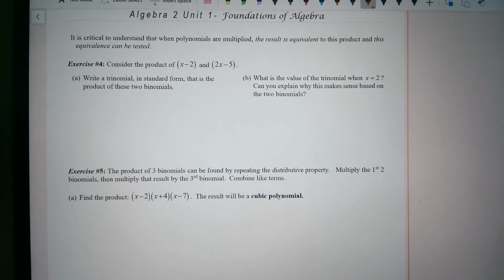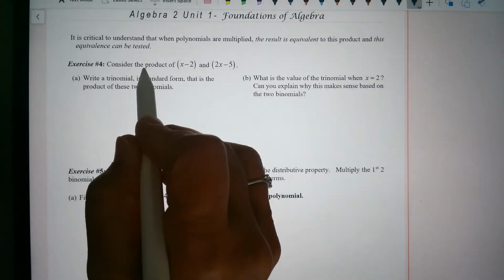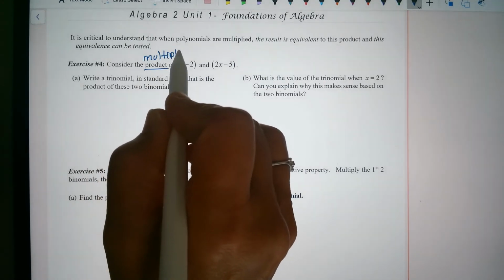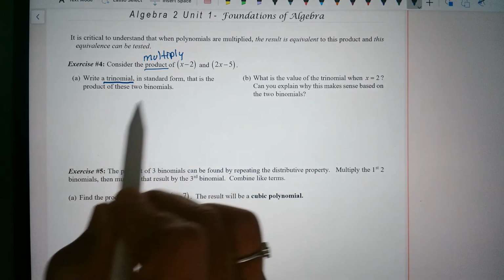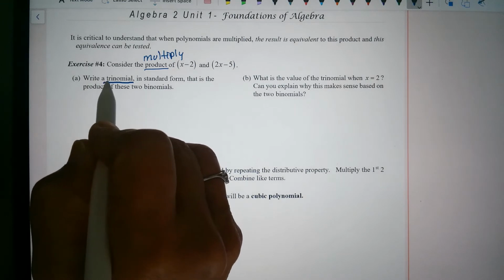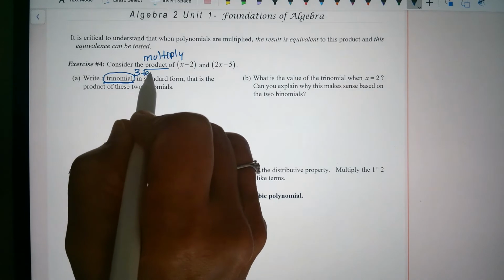Okay, it's critical to understand that when polynomials are multiplied, the result is equivalent to the product, and this can be tested with an equivalence test. We have two binomials that we want to find the product of. That's the result from multiplication. And it says to write a trinomial in standard form that is the product of these two binomials. So right now it's telling us our answer should have how many terms? It should have 3 terms.